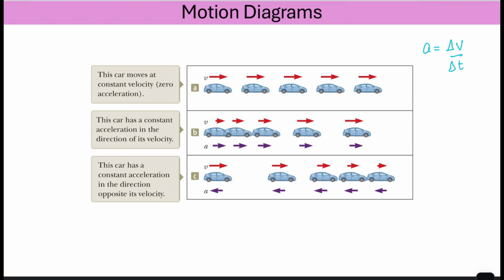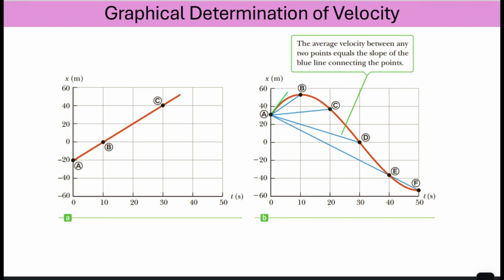And then if we refer to figure C, it seems like it's opposite to figure B. So it means that it has A, however, it's in the opposite direction, or in other words, the car is decelerating, slowing down. That is why the vector of A is opposite to the vector of V.